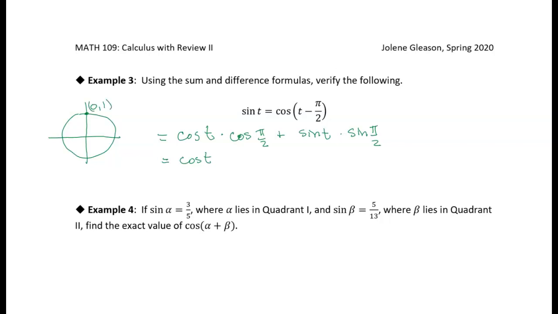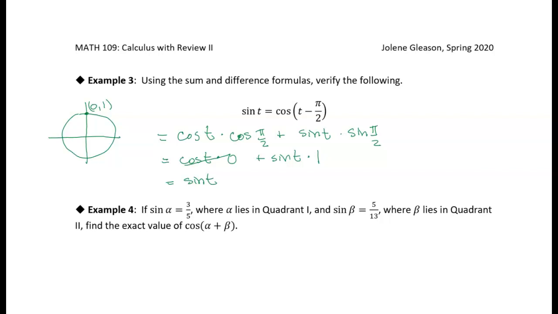So let's substitute that in. Cosine of pi over 2 is 0. Sine t, and then the sine of pi over 2 is 1. Okay. So this thing goes away. Anything times 0 is 0. All right. So then we can just simplify it down to sine of t, which is what we were asked to do. So now we've shown that the cosine of t minus pi over 2 is sine of t.